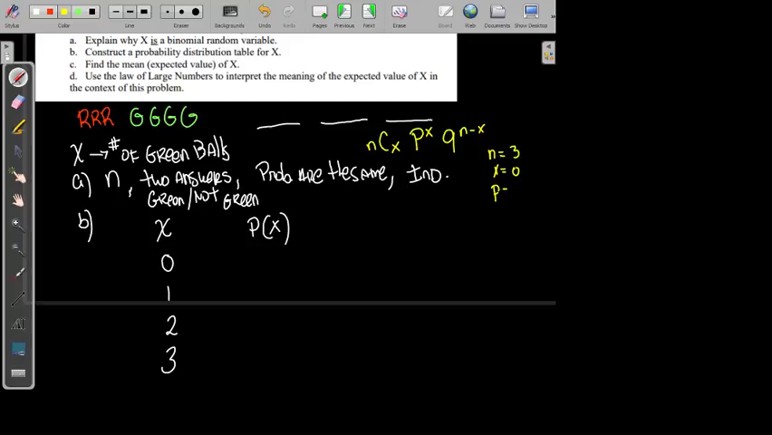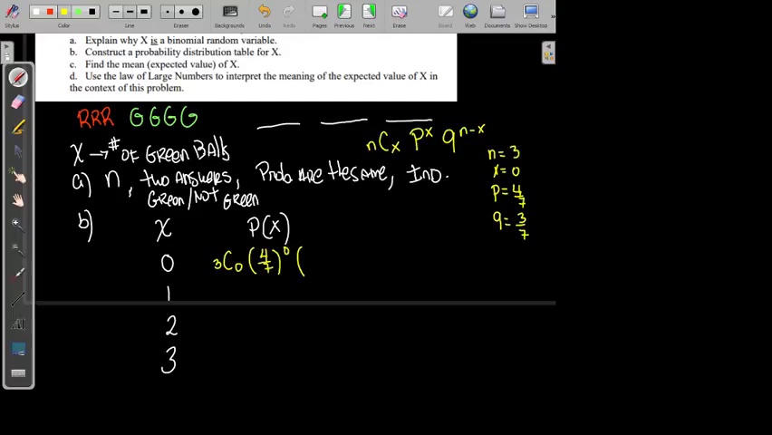What would be p? That's the probability of getting a green one: 4 over 7. P is what the problem actually says. And you're missing q. It's like 1 minus p. Yes, 3 over 7, right? So now let's put it in the formula. n is 3. C 0, that's the x for this particular problem. P is 4 over 7, to the power of 0, meaning you don't have any of this.